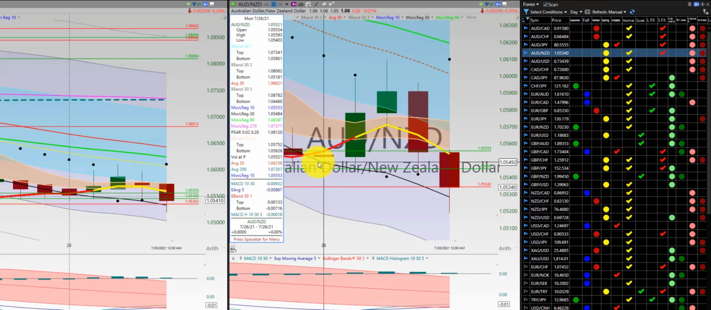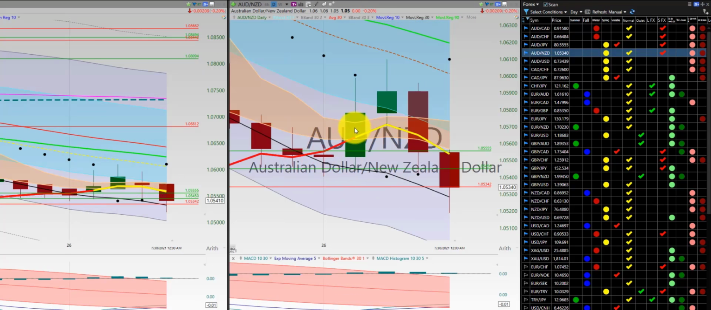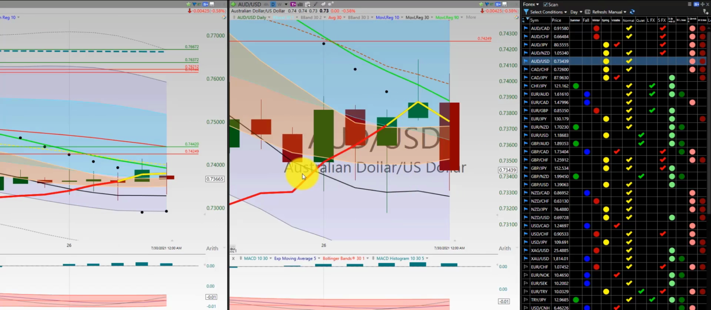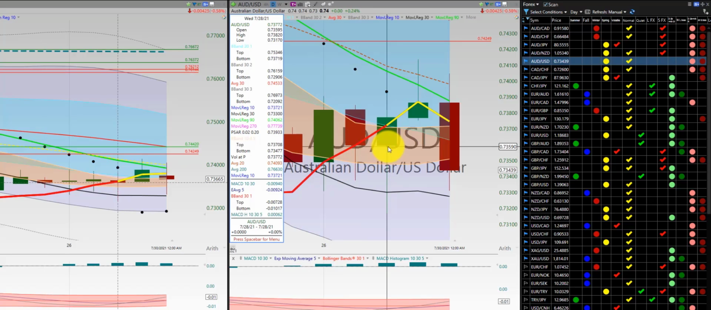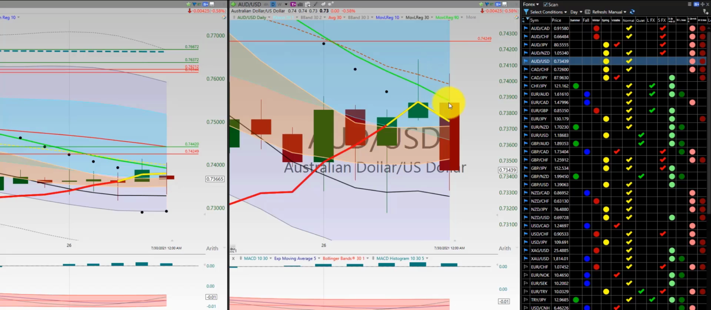Aussie dollar, New Zealand dollar. This trade was initial trade here with a loss, then a 1-2, and then a loss, and then no trade the rest of the week. Aussie dollar, US dollar. Sunday, no trade. Initial trade here with a loss. Another trade here up against the RL90. Looks like a hammer up there, so I was out at the low here on this daily candle.